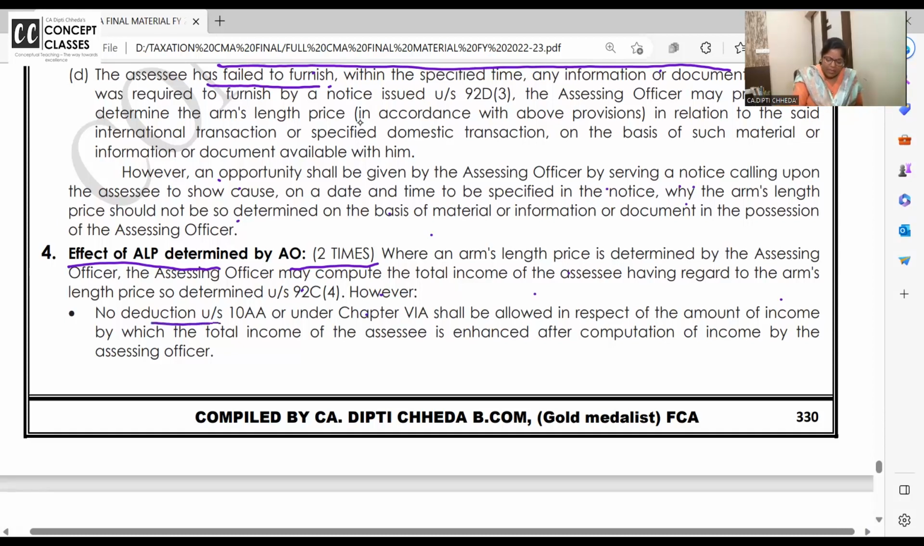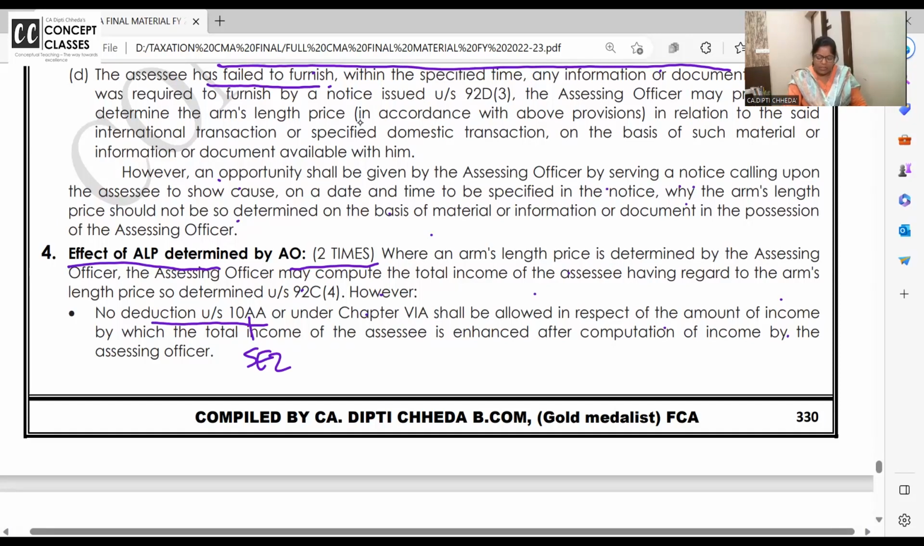First, no deduction under section 10AA. You remember what is 10AA? SEZ. एक्सपोर्ट यूनिट, टोटल टर्नओवर, टोटल प्रॉफिट, एक्सपोर्ट टर्नओवर, एक्सपोर्ट एएमटी में भी करते थे ऑल्टरनेटिव मिनिमम टैक्स में. तो वो सब एप्लीकेबल नहीं है. It shall not be allowed. ओके, राइट. By which total income is enhanced after the computation of income.